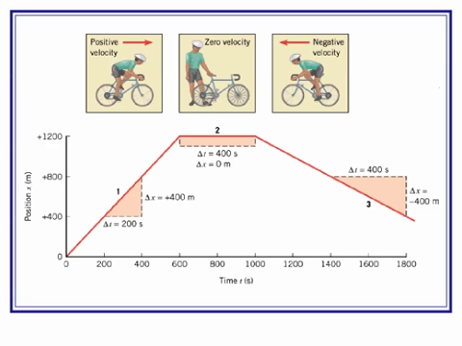Knowing that a zero velocity means that the object is not moving. In the third position, over the course of 400 seconds, the position changes by negative 400 meters. In this case, the velocity is a negative 1 meter per second.